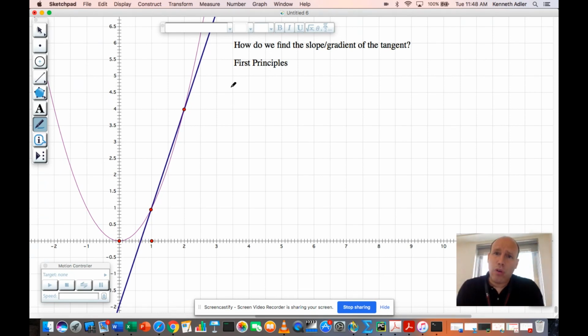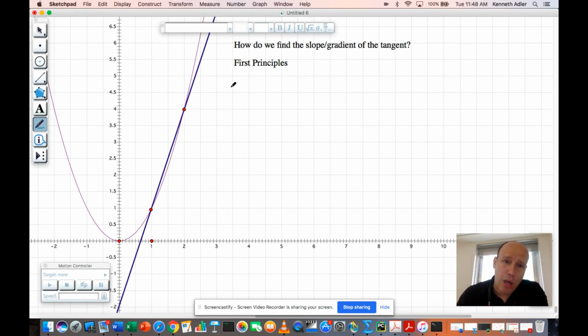So today we're going to have to go a little old school. It's going to be really tedious. Somebody might ask it on the IB exam, but in general, you can use the formulas that we're going to come up with. Today, though, we have to go old school, first principles. So we don't have a tangent line here.